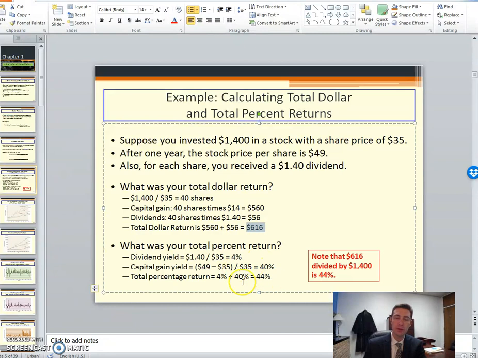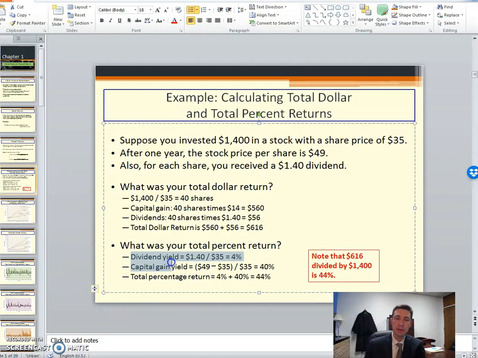Now, another way to look at this is in percent return. What is your total percent return? Your dividend yield was $1.40, the dividend income, divided by the $35 that you initially invested. That gives you 4%.